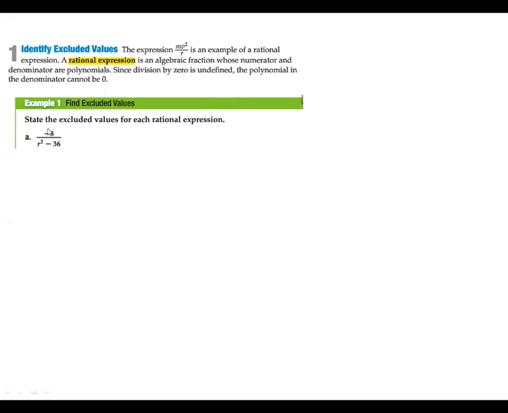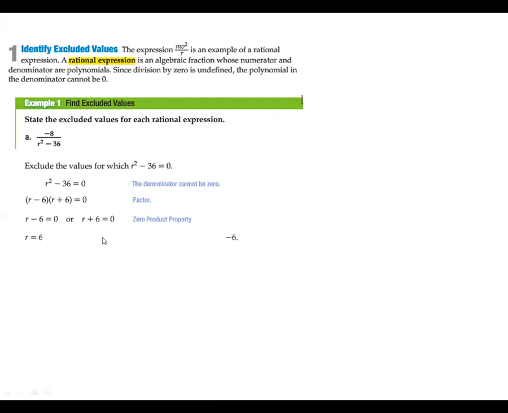This is rational because it's technically a polynomial divided by a polynomial. Remember, a number is a one-term polynomial. This is a binomial because it has two terms. Okay, so it's -8 divided by r squared minus 36. So the excluded values are values for which the denominator equals 0. So we set the denominator equal to 0. And if you notice, it's a difference of squares, so it factors into r minus 6, r plus 6 equals 0. Then from the zero product property, we can set each factor equal to 0. Solving for r, we get r equals 6 or -6.